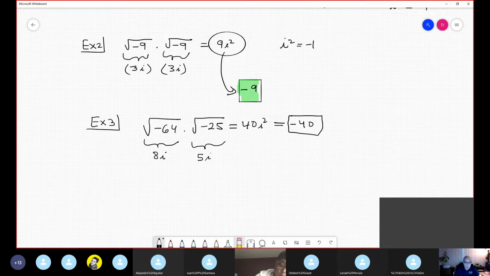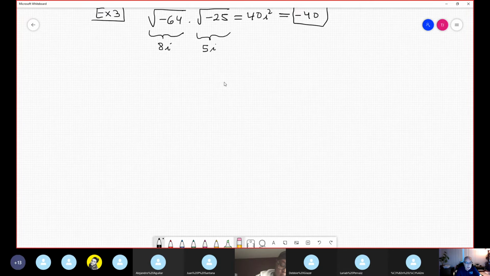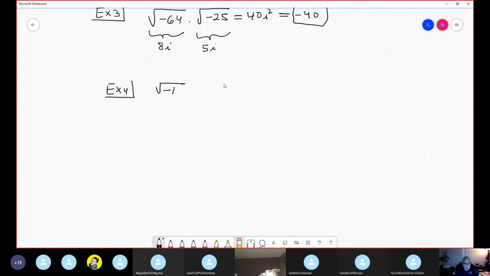Okay, let's do one more 4 and 5 example, similar. But in this case, I have 3. Suppose example 4 is square root of -16 times square root of -4 times square root of -49. It's similar. However, we have 3 radicals. And we compute separately, one by one.